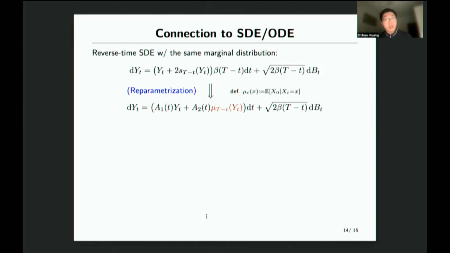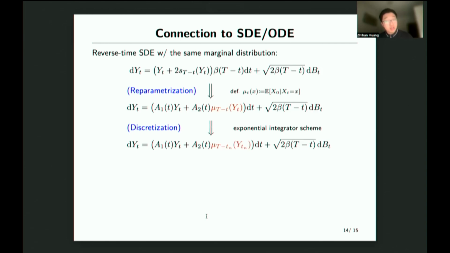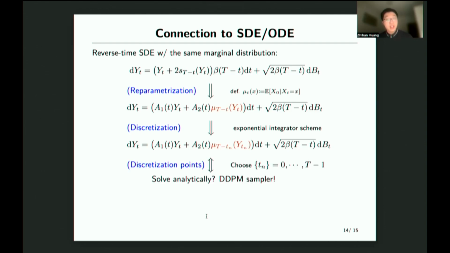And to get the adaptive sampler, we need to reparameterize this SDE with the mu tx, which is the posterior mean of the forward process. So after this reparameterization, we can discretize it with some discretization scheme, for example, exponential integrator scheme. And then we can solve this SDE analytically to get the DDPM sampler.